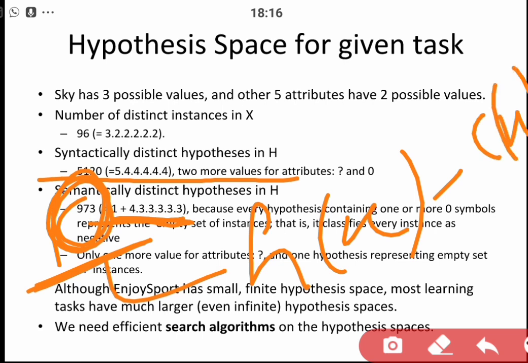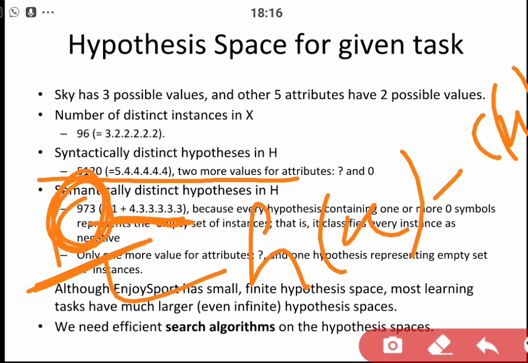Now since this is a finite hypothesis space, it may take less time, but consider if you have a large number of attributes, or if you do not have a finite number of attribute values. For example, for sky we have 3 possible values. There may be some attributes for which we could not have a finite number of values. What will we do in that case? How are we going to search in that situation when we have infinite hypothesis spaces?